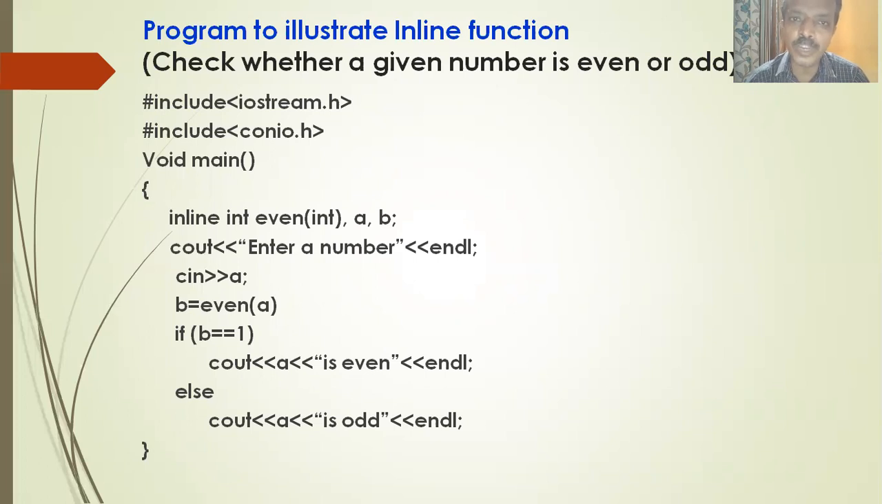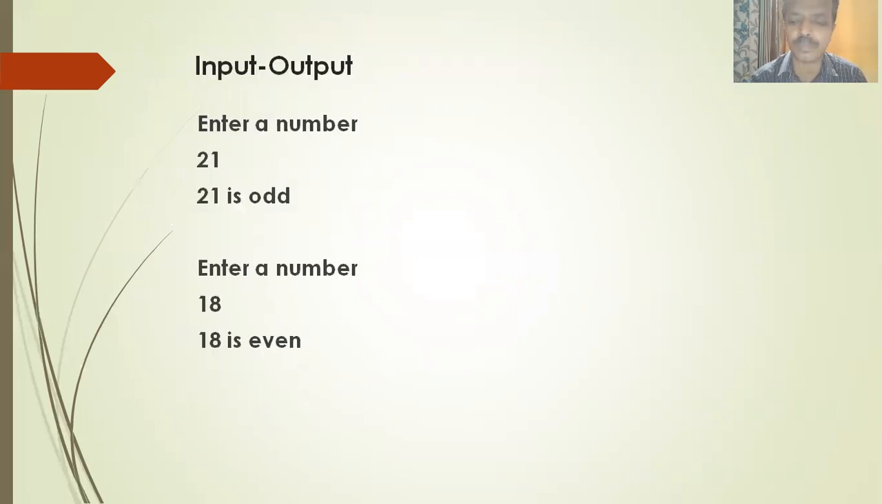If the number you input is an even number, in that case b value equals 1, because the function even returns 1, and if the given number is an odd number, then the function returns the value 0. So in that case b value equals 0. Depending on whatever value the function even returns, that will be received by b. The function returns only two values, either 1 or 0. If 1 is returned, it's an even number. If 0 is returned, it's an odd number. So you check the value of b. If b equal to 1, cout A is an even number, else cout A is an odd number. It's a very simple program.